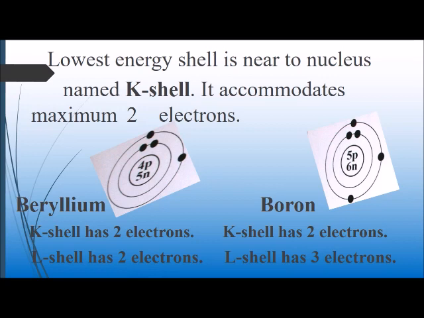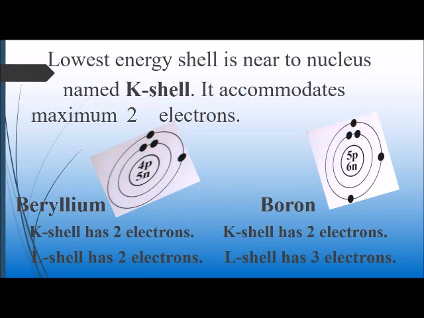Now take the example of these two elements, beryllium and boron. As you have seen in the nucleus, there are 4 protons in beryllium, which means it has 4 electrons, as the number of protons and electrons are equal in an atom, which makes the atom neutral. If it has 4 electrons, then 2 electrons will be accommodated in the first shell named K shell, and the rest 2 will go in the next shell, which is L shell.